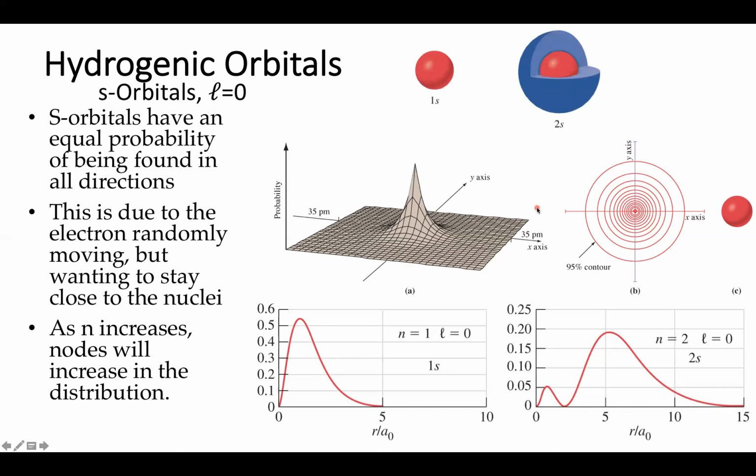And we can also see this in a more three-dimensional representation. 1s, equally likely. 2s, we have the probability distribution broken up into 2 spheres. And the same thing when we go to a 3s, but now in 3 spheres. And you can again continue this forward. So for an s orbital, the number of radial nodes will be n minus 1.